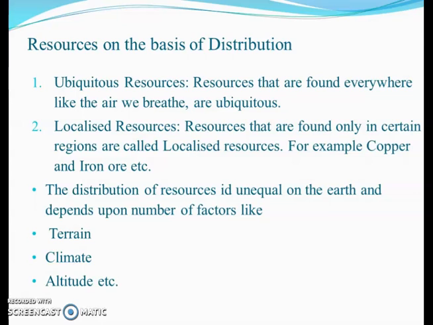So in this particular video, we have seen what a resource is, its importance, the things which turn things into a resource, and the classification of resources on the basis of their origin, on the basis of the status of development, and on the basis of distribution. The rest of the part we will read in the next video.